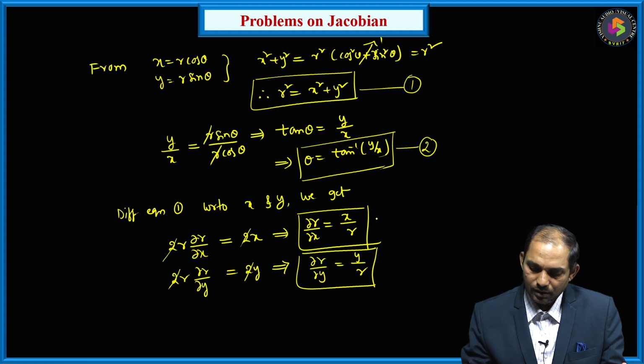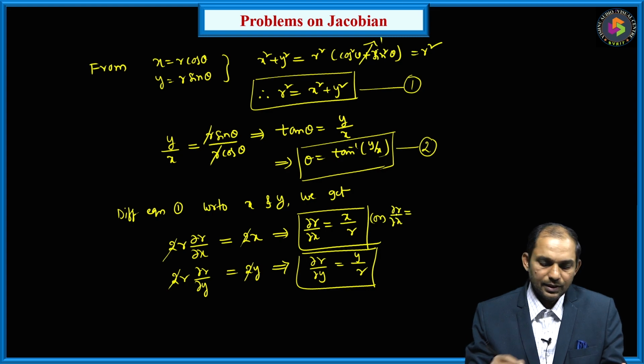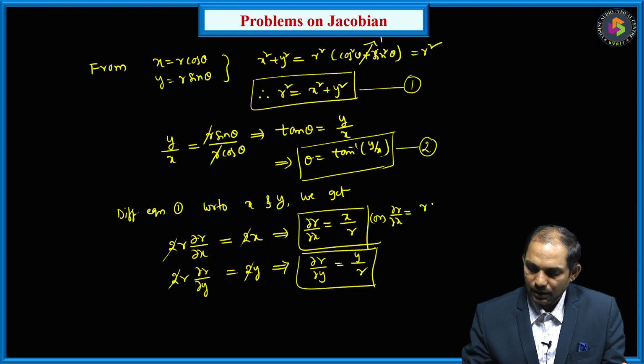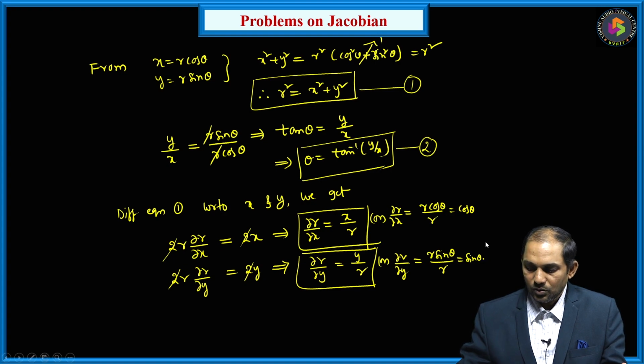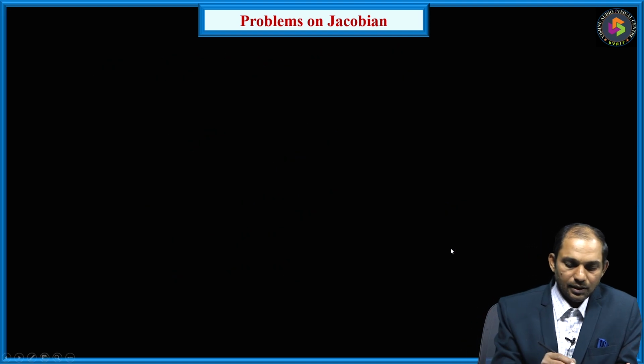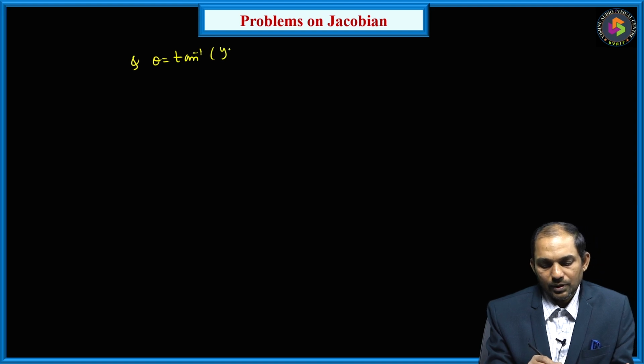Okay. The same thing can also be written as dou r by dou x, as x definition is r cos theta. I can write r cos theta by r, it remains only cos theta, and equivalently dou r by dou y is equal to y, given by r sin theta divided by r, it remains only sin theta. So we have to make use of these results in the future in the determinant definition, and theta is given by tan inverse of y by x.